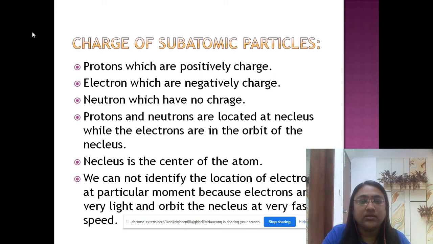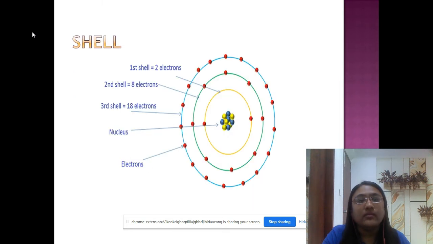Here is one interesting concept: we cannot easily identify the location of an electron at a particular moment, because electrons are very light by nature and they revolve in the orbit at very high speed. We can see the shell or orbit of an electron. Here is the diagram, which shows three shells. In the first shell there are two electrons, in the second shell there are eight, and in the third shell there are three.